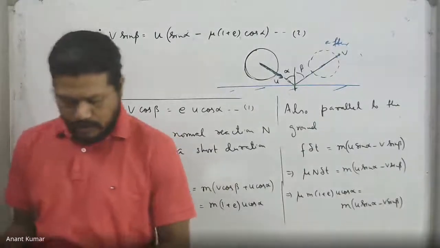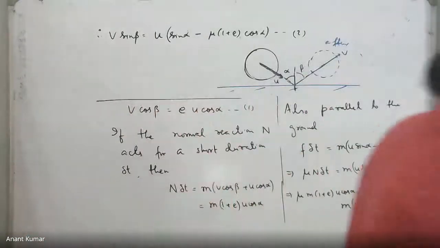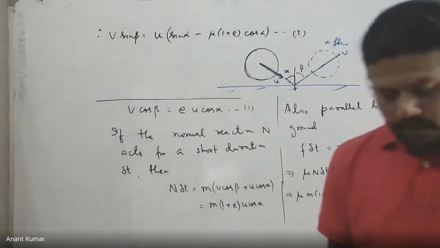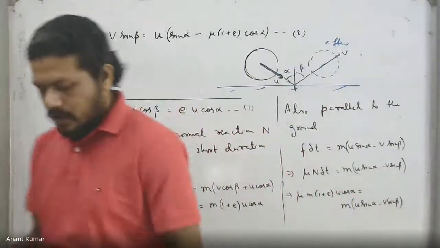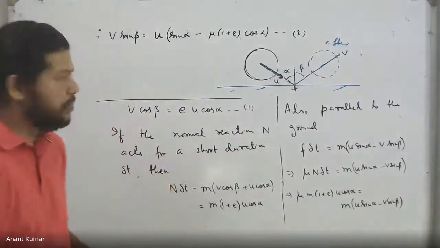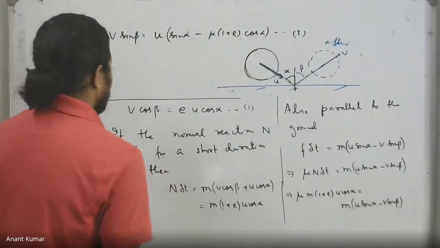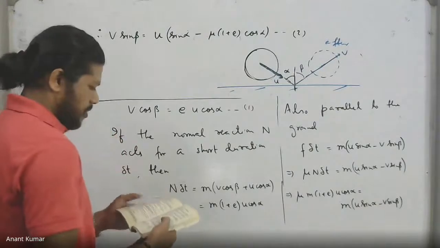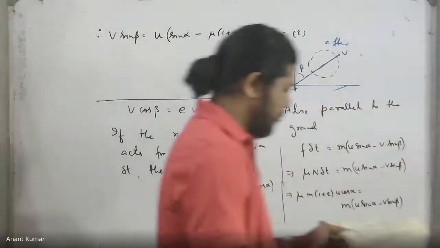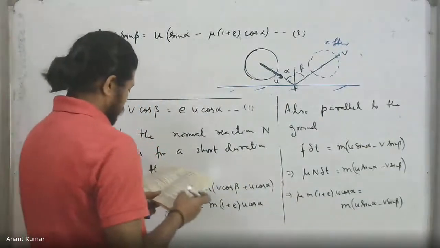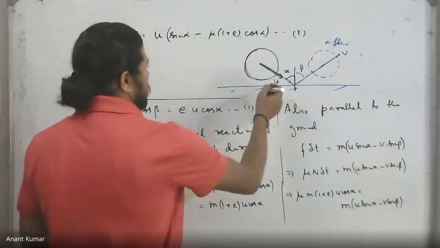Suppose there is a sphere moving with a speed of 10 meters per second. It impinges on a smooth plane. Take up the situation where this ball, the sphere, is moving with a speed of 10 meters per second.